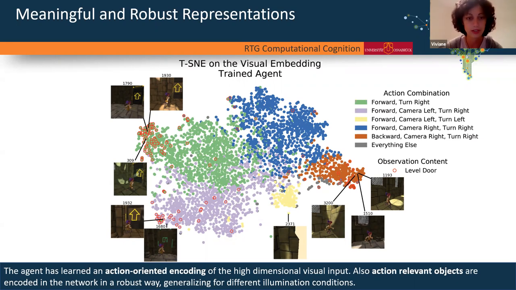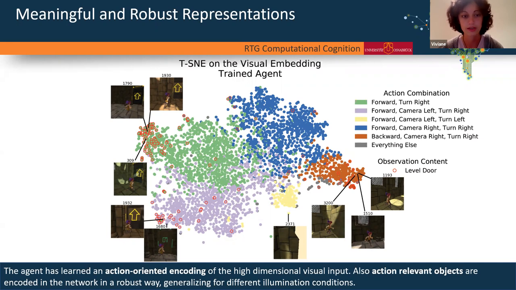For example, if you look at the circles that are circled red, they all showed an image of a door that leads to the next level. And you can see that they form kind of clusters within the action clusters. So they don't form a single cluster, but within the action clusters, which makes sense because a door on the left side is something different than a door on the right side and needs to be encoded distinctively for the agent to make the right move to walk through the door.